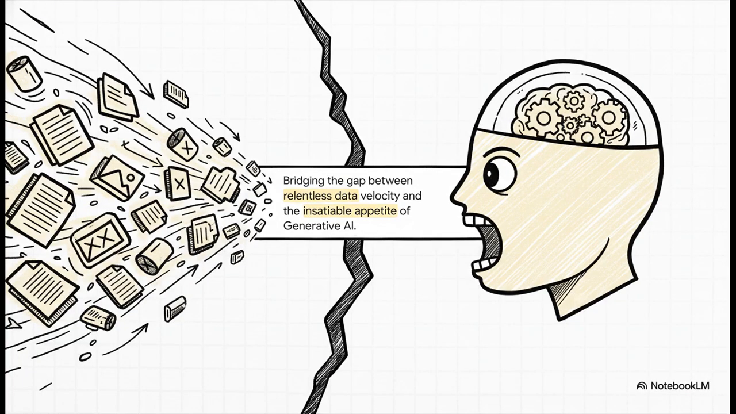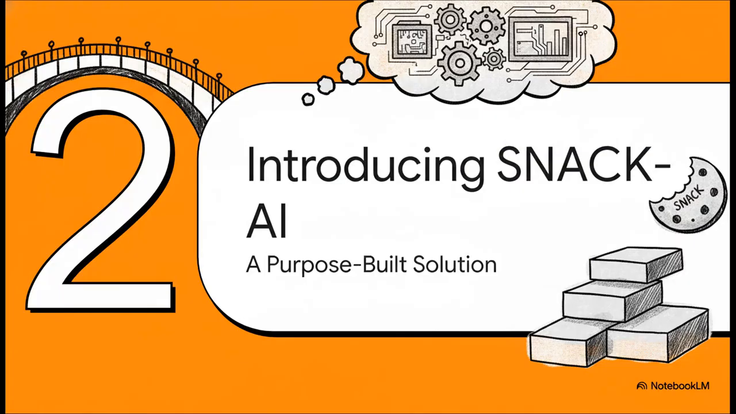So here's the core issue. It's this massive mismatch. On one side, you've got this just relentless flood of data coming at you. We're talking unstructured images, documents, log files, sensor data. It's pouring in every single second. And on the other side, you have generative AI, which is just incredibly hungry. It has this insatiable appetite for high-quality, clean, processed data. So the billion-dollar question is, how do you bridge that gap? So how do we do it? How do we build that bridge?